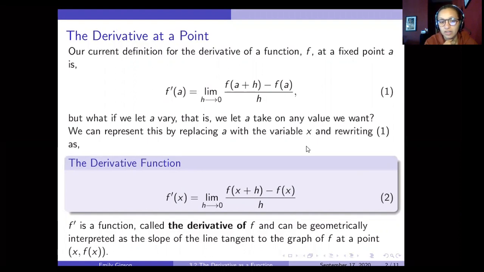We can let it take on any value we want. And we can represent this variance by replacing a with the variable x and rewriting equation 1 as f prime of x is equal to the limit as h approaches 0 of f of x plus h minus f of x all over h. Now, though it may not seem like it, f prime is a function, and it's called the derivative of f, and it can be geometrically interpreted as the slope of the line tangent to the graph of f at a point x comma f of x. So we can put in a function into our derivative and get out another function, and that's exactly what we're after.